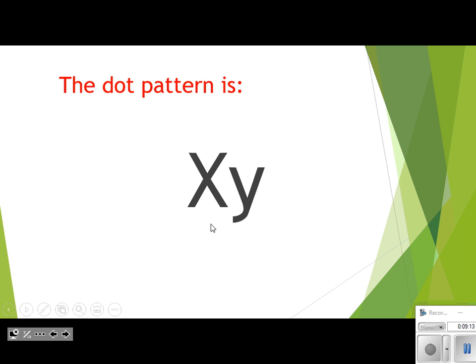Now, the dot pattern that we follow is 1, 2, 3, 4, 5, 6, 7, 8, in that particular order. 1, 2, both to the right. 3 up top, 4 to the left, 5 to the bottom. 6 up top, 7 to the left, 8 to the bottom. Now, why do we do it in that particular order?